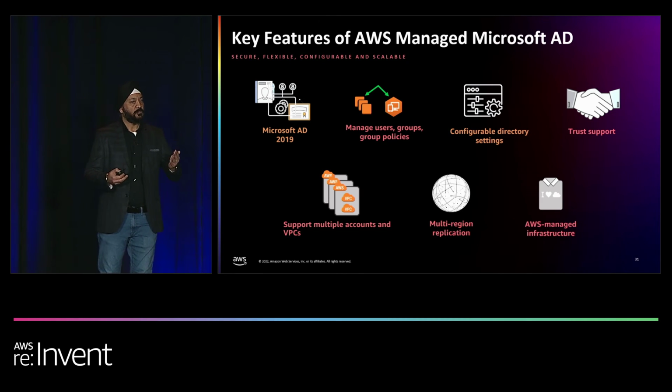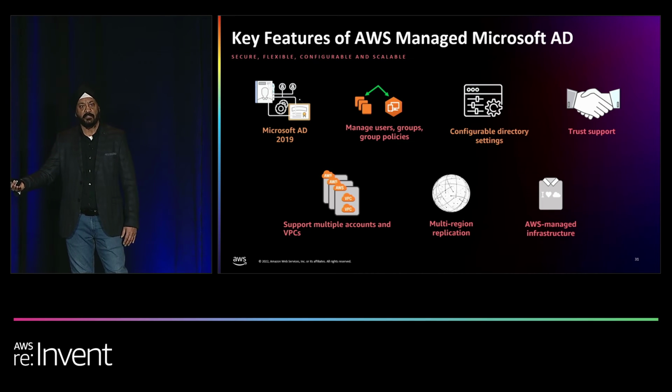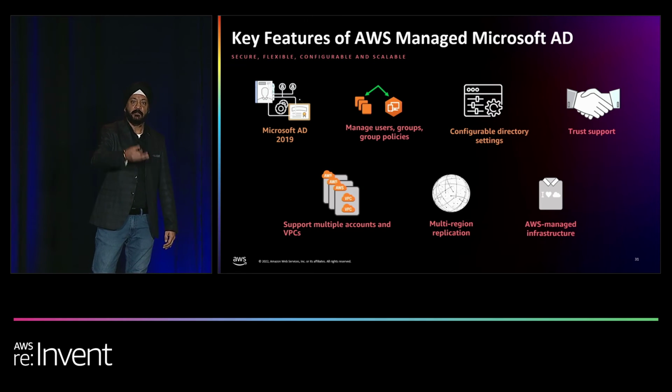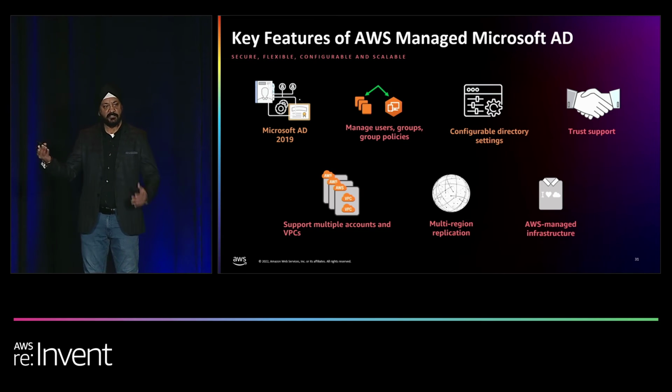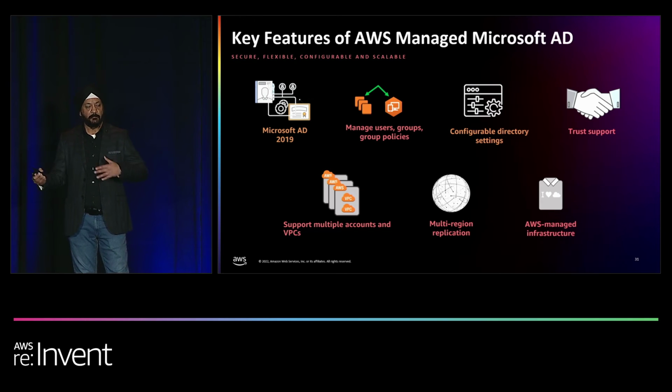Trust support. So you can set up a trust, one-way trust, two-way trust between AWS Managed AD and your on-prem AD, so that if you are not ready to migrate the users, the credentials, or groups over to AWS Managed AD, but you still want to leverage the authentication services to AWS native services, you can establish a trust mode in there between AWS Managed AD and Enterprise AD.